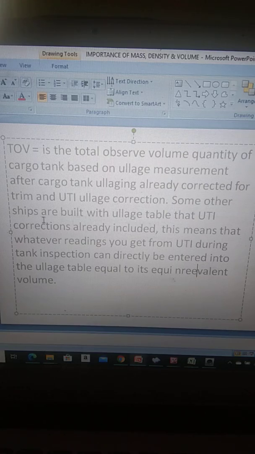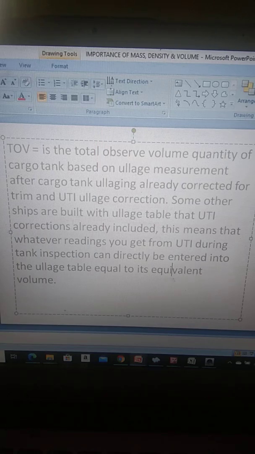Some other ships are built with an ullage table that UTI corrections already included. This means that whatever readings you get from UTI during tank inspection can directly be entered into the ullage table equal to its equivalent volume.